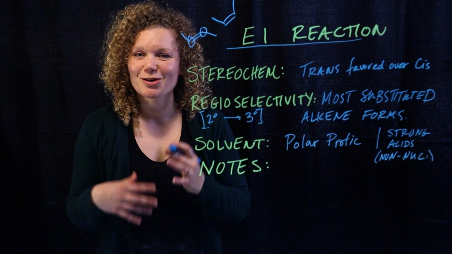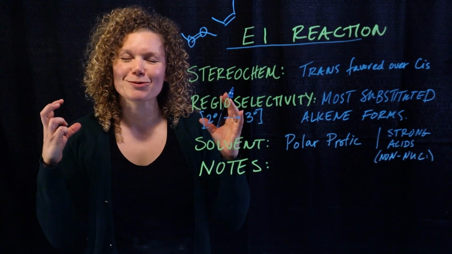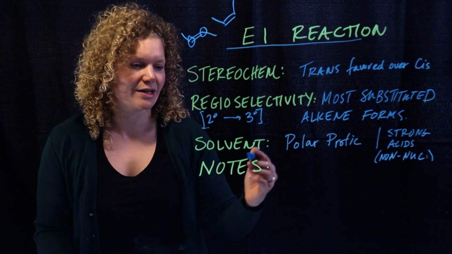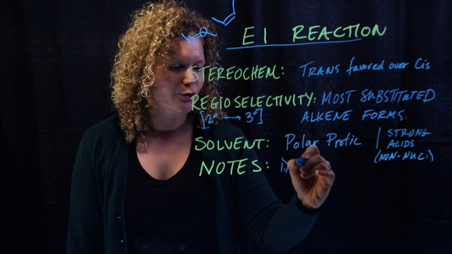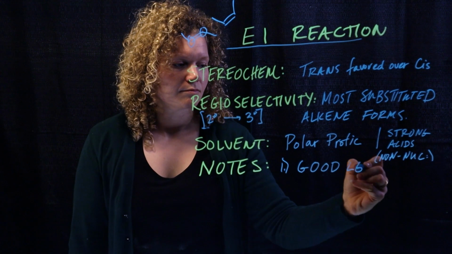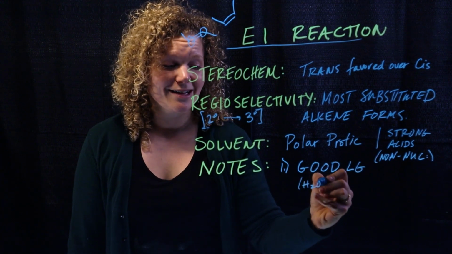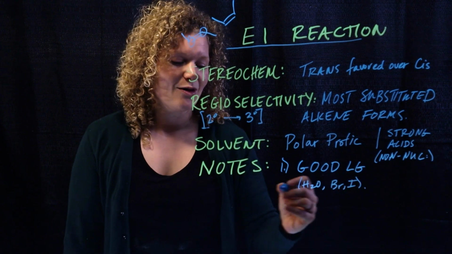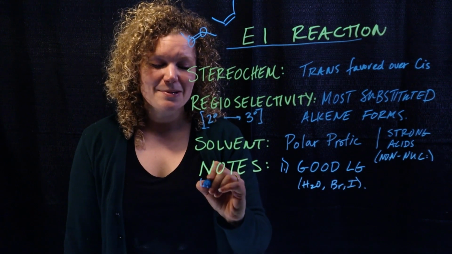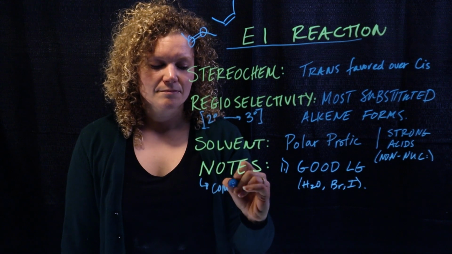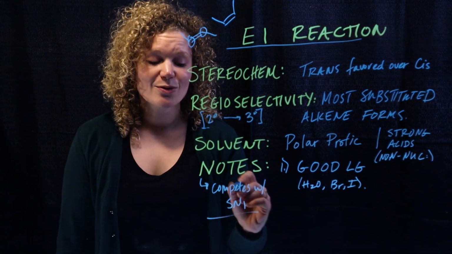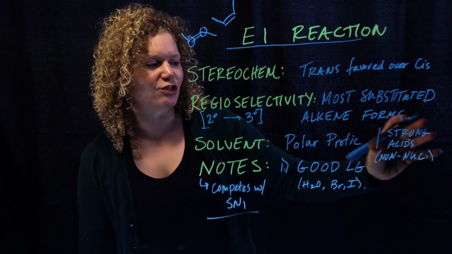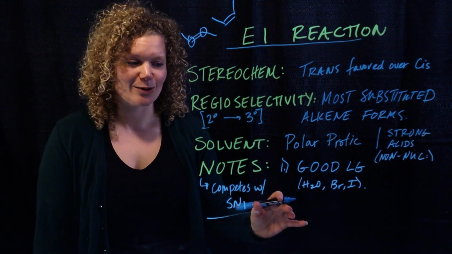And here for the notes section, this is where you can write whatever your heart desires. But a couple notes, these are really similar to SN1 reactions, where one, we need a good leaving group. In this case, we made water as a good leaving group, but you could also think about bromine or iodine. Now, another side note is this competes with SN1. And you're always going to get a mixture of products unless you're doing the dehydration that we talked about with that strong acid in the presence of an alcohol.